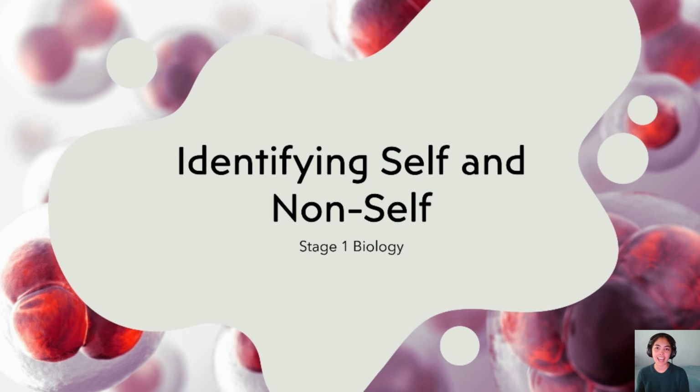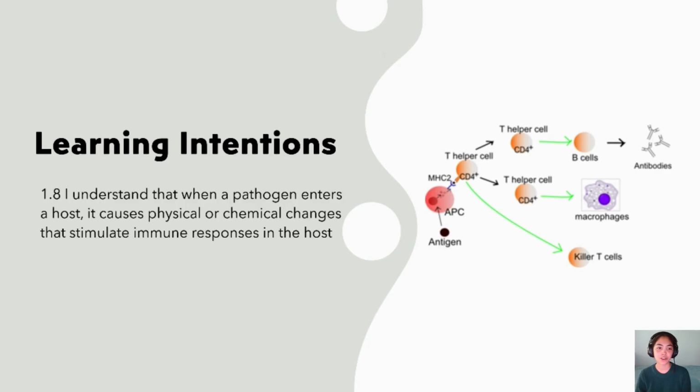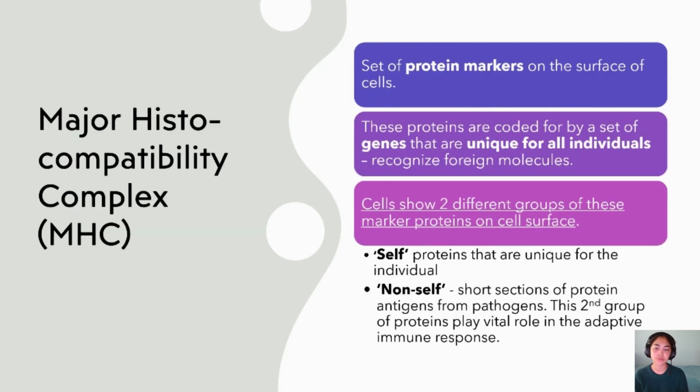We're now going to be looking at how our immune system can recognize self from non-self. So our learning intention for today is to be able to understand that when a pathogen enters into our body, it causes physical or chemical changes that stimulate the immune responses in the host. We're first going to talk about our major histocompatibility complex here.